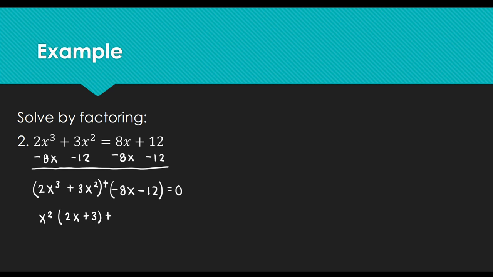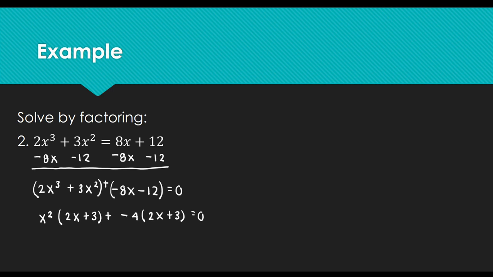Going to bring down that addition sign. So what do negative 8 and negative 12 have in common? Well, they definitely have a negative sign. The biggest number that they have in common would be a 4. And then what's left over? Well, that would be a positive 2x, and then a negative divided by a negative makes that a positive 3.